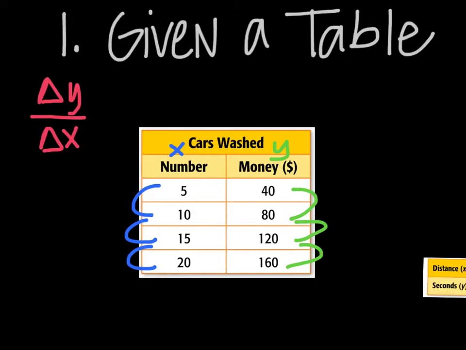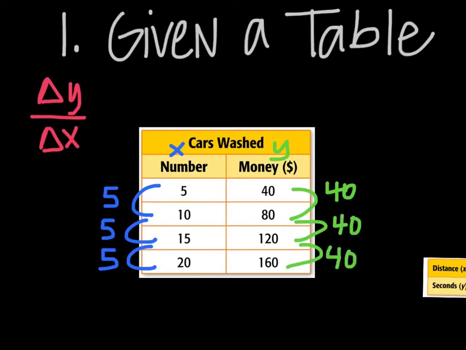So here we go, going from 5 to 10, that is a change in 5. 10 to 15 is a change in 5. 15 to 20 is a change in 5. Because that is a constant change, we know that we're dealing with a straight line. And I should really continue over here before I keep talking. So 40 to 80, that's 40. 80 to 120, that's another 40. And then the last one's 40.